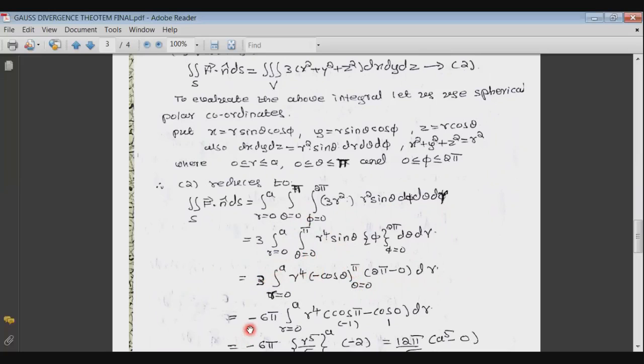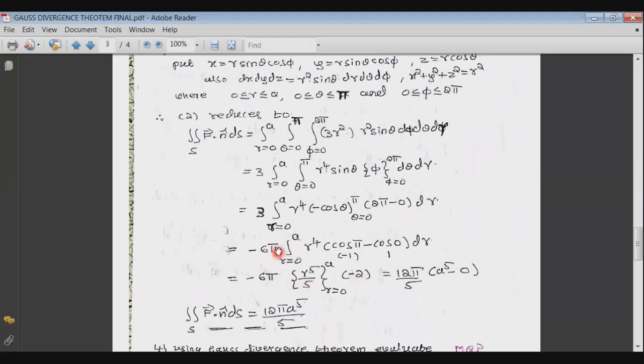This is 3 as it is. And if you take 3 into 2, that is 6 pi. If you take it along with the negative sign, that becomes 6 pi. r varies from 0 to a, r raised to 4. And once you take the upper limit, that becomes cos pi minus the lower limit, that is cos 0, into dr. Now this is 6 pi, and this becomes minus 1, and this is 1. That becomes minus 2, that we have written here.